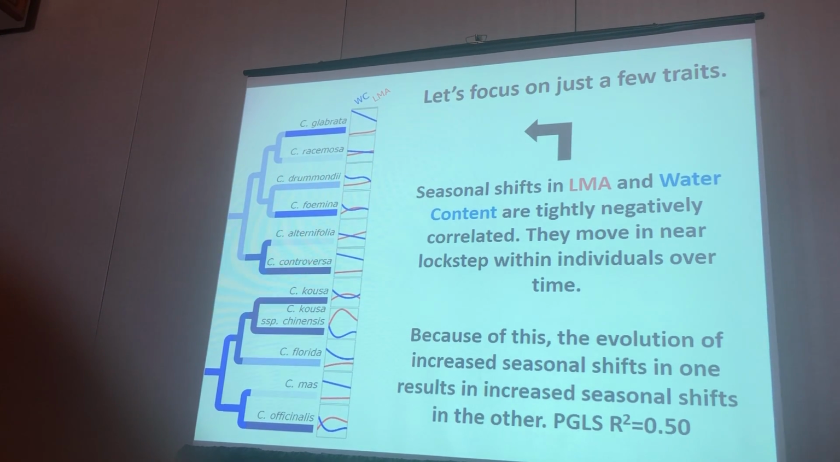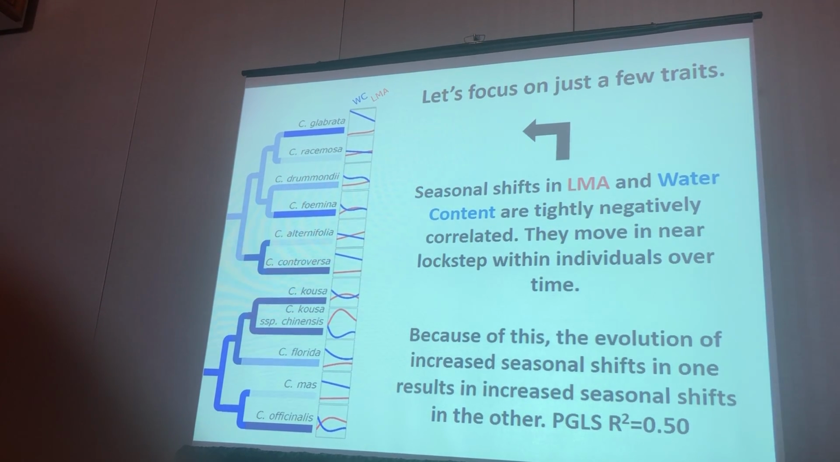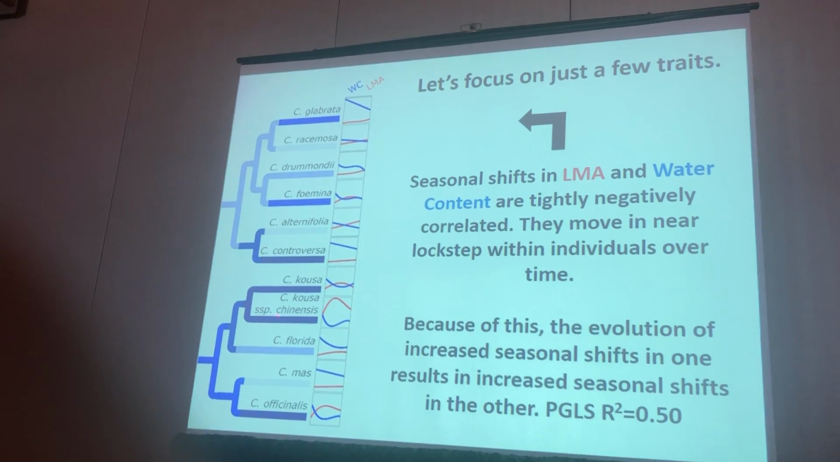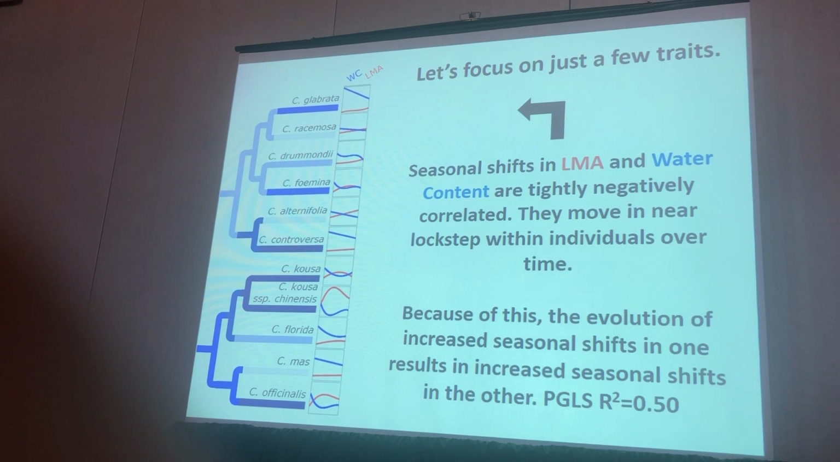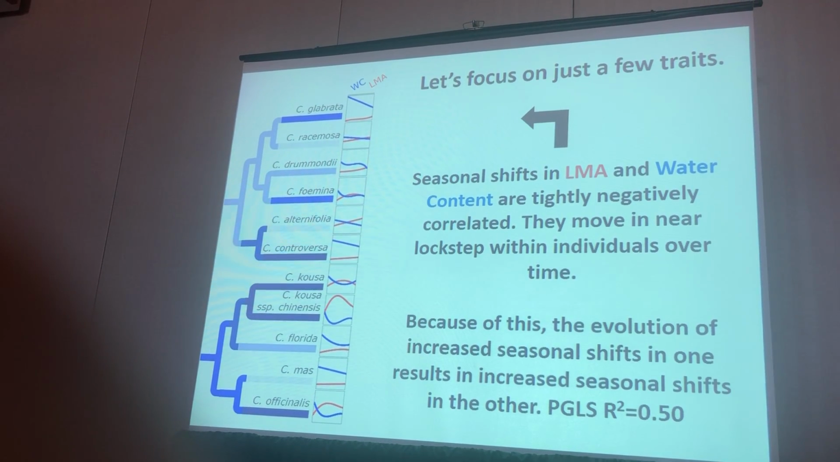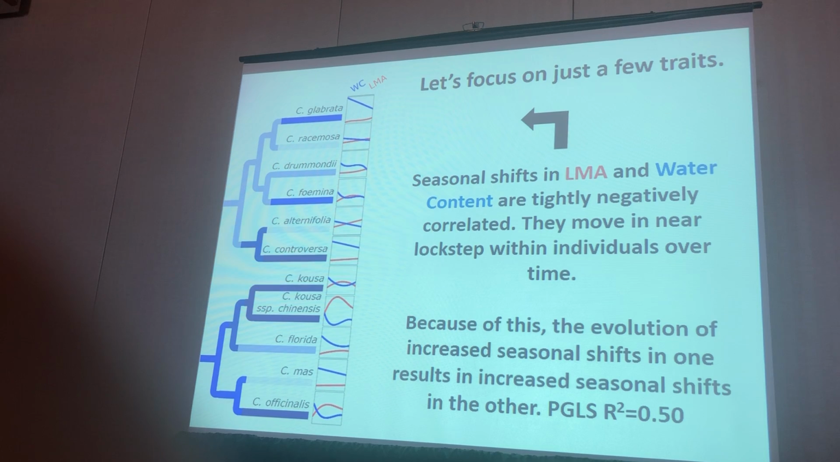So you can kind of actually just see this. This is just a zoomed in slice of part of the phylogeny. These are like mirror images, right? They evolve together. The shifts evolve together as well. This is an R squared of 0.5 with EGLS.